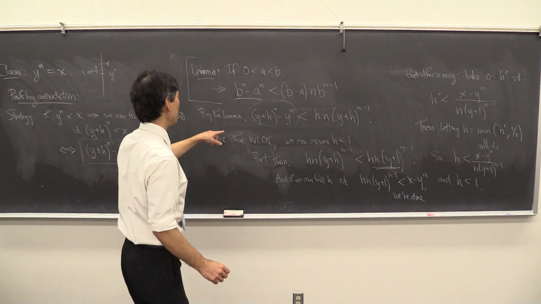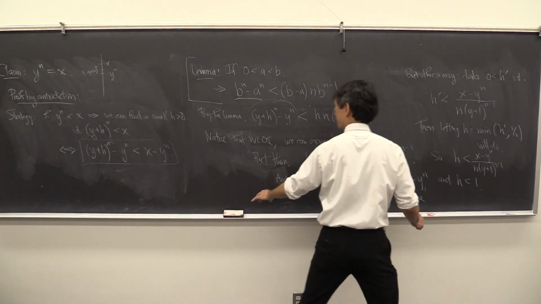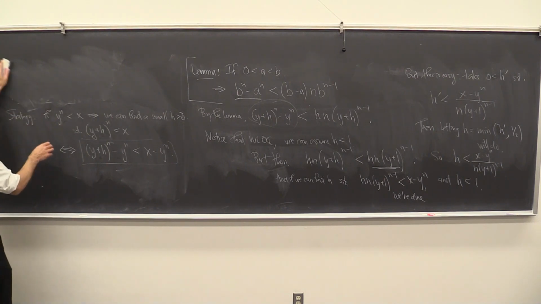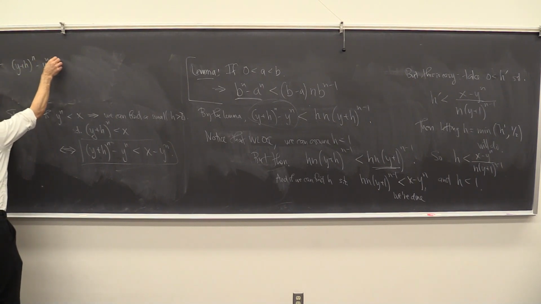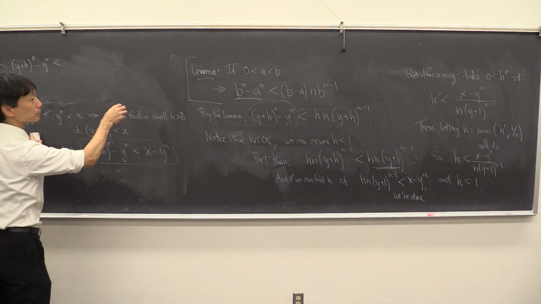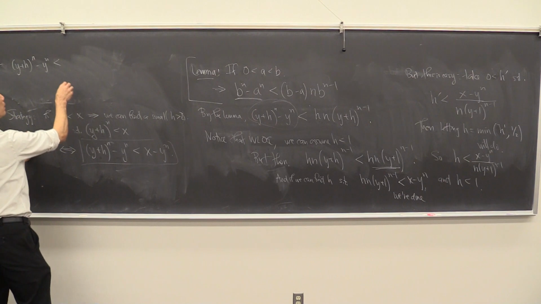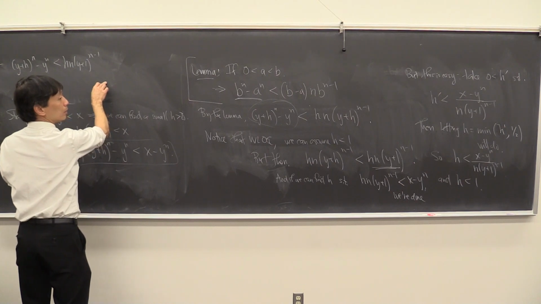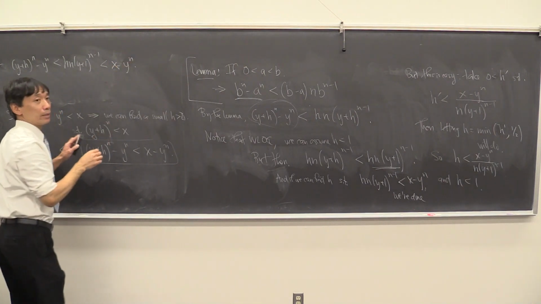And so what does that give us? That gives us that y plus h to the n minus y to the n is smaller than h times n times y plus 1 to the n minus 1, which is smaller than x minus y to the n, and you're done.